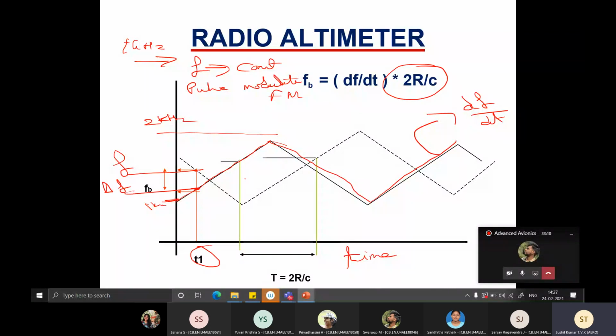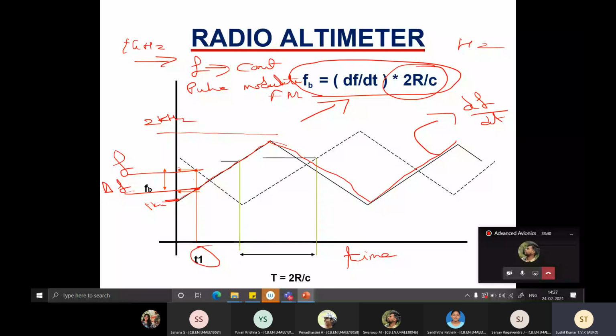It will be a good exercise for you to try to derive this equation, why this delta F should be given by this. It doesn't take much time. The slope is already there, you're multiplying by something. Dimensionally, if you look at it, it's correct. Finally you should end up with some hertz. But why this 2R by C? You can just think about it logically.